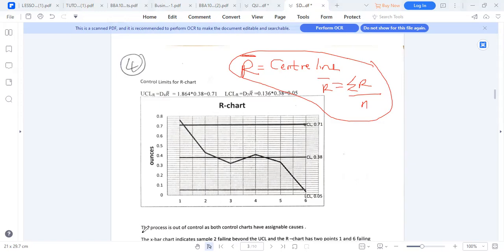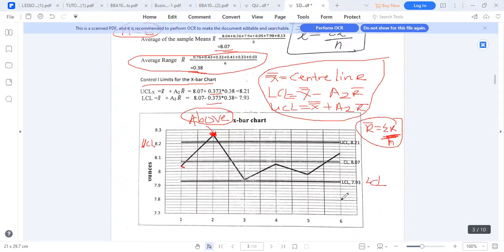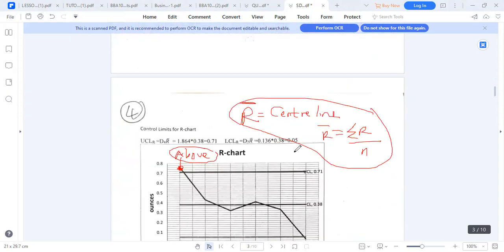The process is out of control because we have this parameter here, 0.76, above the control chart. And then what else are we having? The other one is only the 0.05. Okay, 0.05. We have that one.